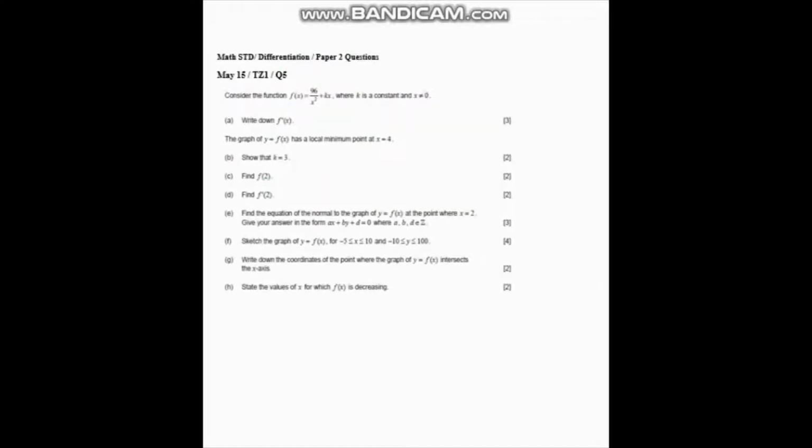Next, you need to find the equation of the normal to the graph y equals f of x at the point where x equals 2, giving the final answer in this form where a, b, and d belong to z, which means that a, b, and d are integers. So in order to find the equation of the normal, we need two things, a point and a slope. The point has x coordinate 2 and y coordinate f of 2, which we already obtained in C. So we have the point.